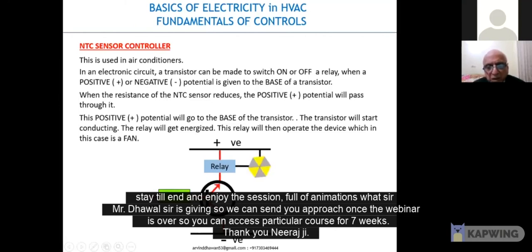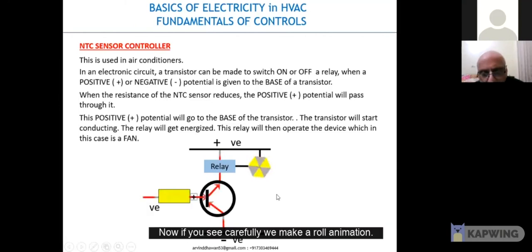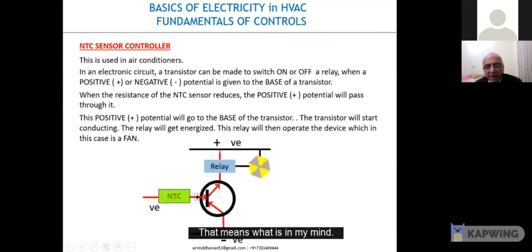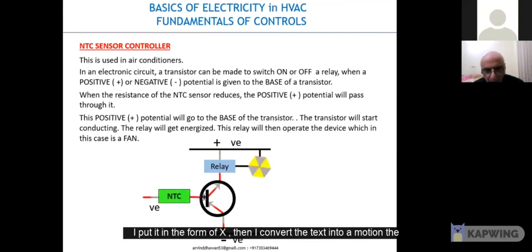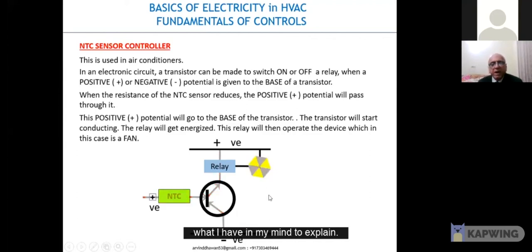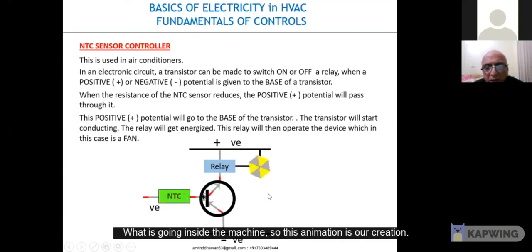Sir, please go ahead. Thank you, Neeraj. Now, if you see carefully, we make our own animations. That means what is in my mind, I put it in the form of text. And then I convert that text into a motion which I want to express. So you can see exactly what's in my mind. This animation is made accordingly. This text and the animation is correlated to what I have in my mind to explain what is going inside the machine.